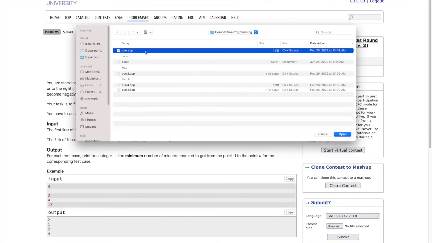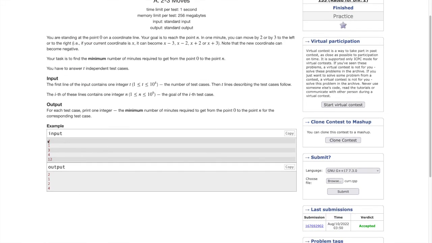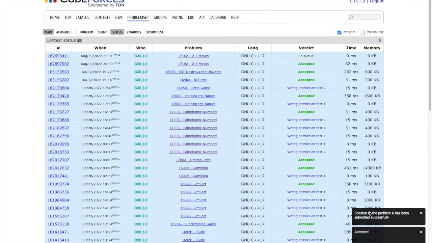Usually it's good practice to test out the first batch of test cases, but I have a feeling this is going to work, so we'll see what happens. And it looks like it accepts. So that's how you do it. That's 2 3 moves in a nutshell.